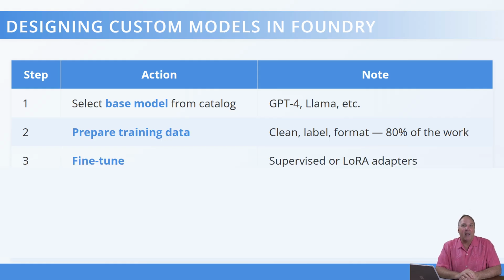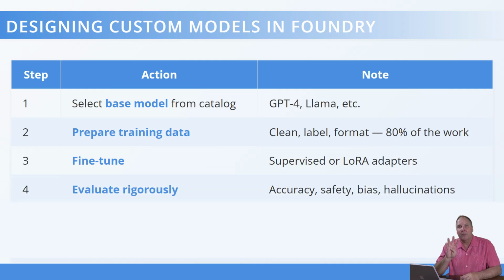Step 3, fine-tune using Foundry's tools. Supervised fine-tuning for most cases, LoRA adapters if you need efficiency. The platform will handle the computation. Step 4, evaluate rigorously, and I mean rigorously. Test for accuracy, for safety, bias, hallucination rate. This exam emphasizes this. Deploying without proper evaluation is always a wrong answer.